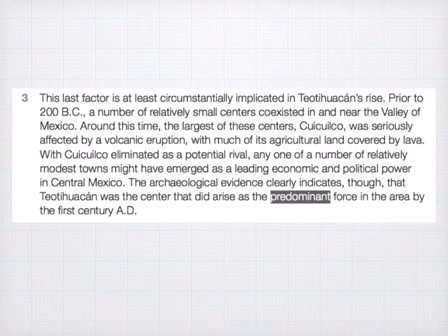As we move forward, Quilquilco eliminated as a potential rival, any one of a number of relatively modest towns might have emerged as a leading economic power. So it looks like the bulk of the information that we need isn't actually in paragraph 2. It's at the end of paragraph 2, but it's actually discussed in more detail in paragraph 3.